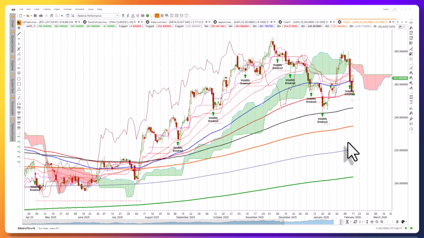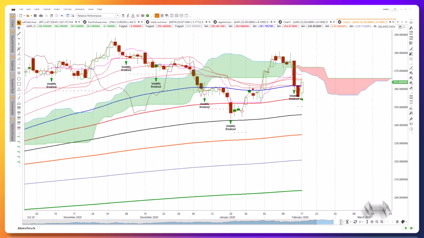Good day traders, Richard here doing a quick Ichimoku cloud chart trading review as well as an artificial intelligence trading review using the Fulgent AI engine, and looking at Apple in this case. We have had some really great volatility breakout signals the last couple of months using the Fulgent AI engine. Now let's take a look at the most recent signal there.